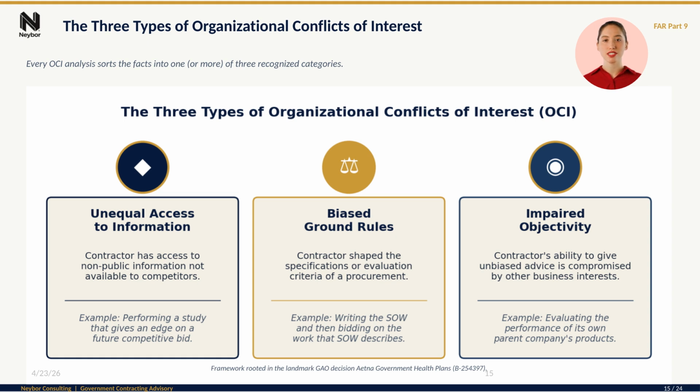The second type is biased ground rules. Here, the contractor actually shaped the specifications, evaluation criteria, or requirements of a procurement. Writing the statement of work and then bidding on it is the textbook case. The third type is impaired objectivity. The contractor's ability to give unbiased advice to the government is compromised by other business relationships. A classic example is being asked to evaluate the performance of a product made by your parent company, or to review a contract held by a subsidiary. When you analyze a potential OCI, start by asking which of these 3 buckets it falls into. The answer drives the mitigation strategy, which is the next slide.